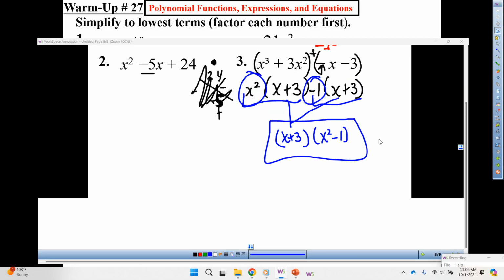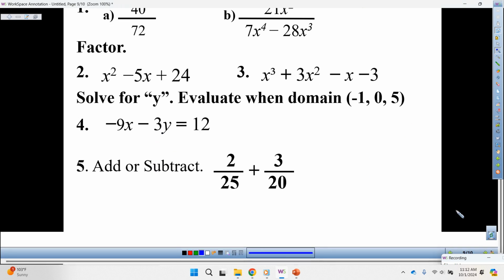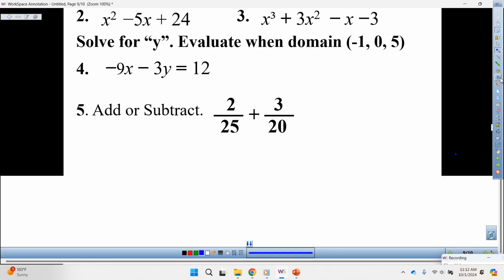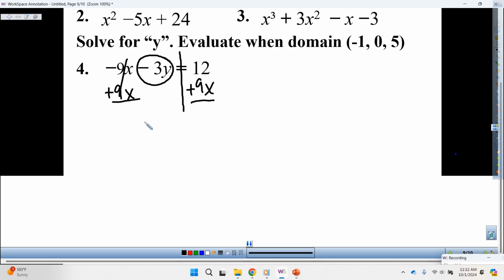Let's go to number 4. It reads, solve for y. Let's do this one together, once again, for the sake of time. Here it goes. Line down the equal sign. We need to leave y by itself. What's next to it? The negative 9x. How can we cancel a negative 9x with a positive 9x? We do that to both sides. We end up with negative 3y equals 9x plus 12.